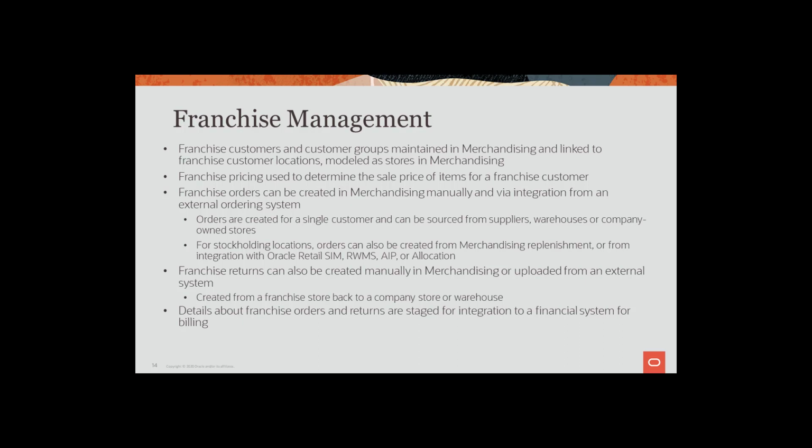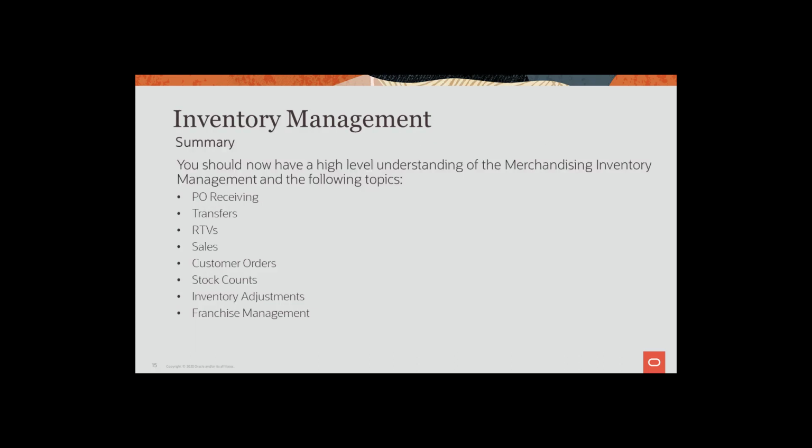Franchise returns can be manually created in merchandising or uploaded from an external ordering system. Returns can be created back to a company store or warehouse. Once the return is approved, transfers will be created to manage the movement of inventory between locations. Finally, when a franchise order is processed, merchandising stages the critical information such as items, locations, cost, and quantities for billing purposes. This concludes the merchandising overview on inventory management.